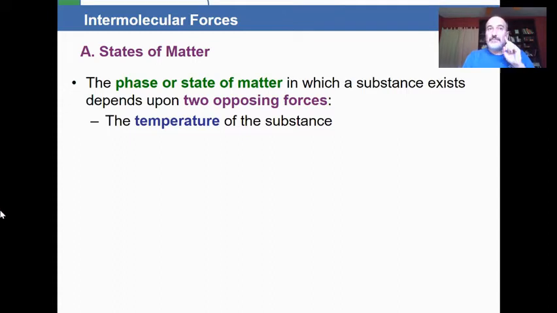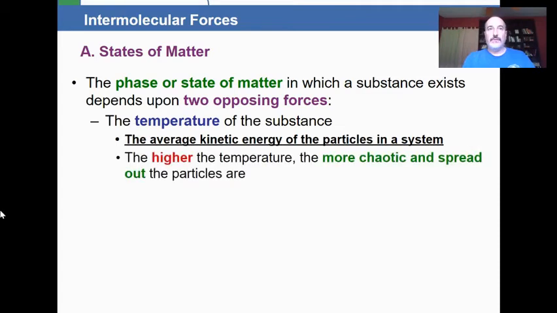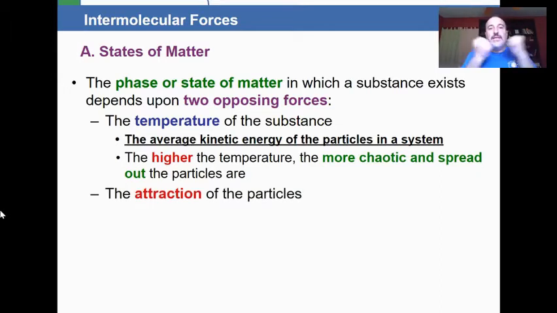Now, remember, what we call temperature is really the average kinetic energy of the particles in a system. Kinetic energy is the energy of motion. So it's basically how much movement those particles have, how much energy they have to move. The higher the temperature, the more chaotic and spread out the particles are. So that is going to be the outward force, as it were.